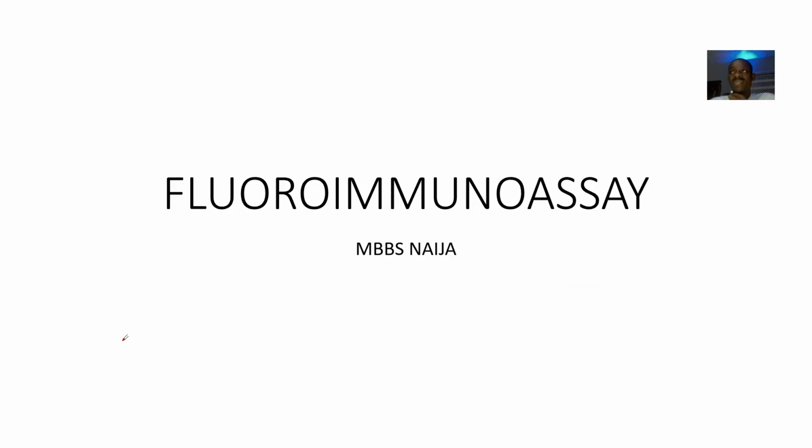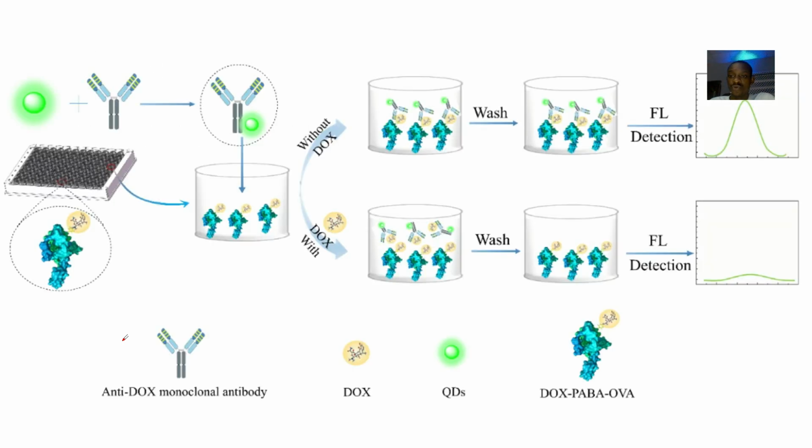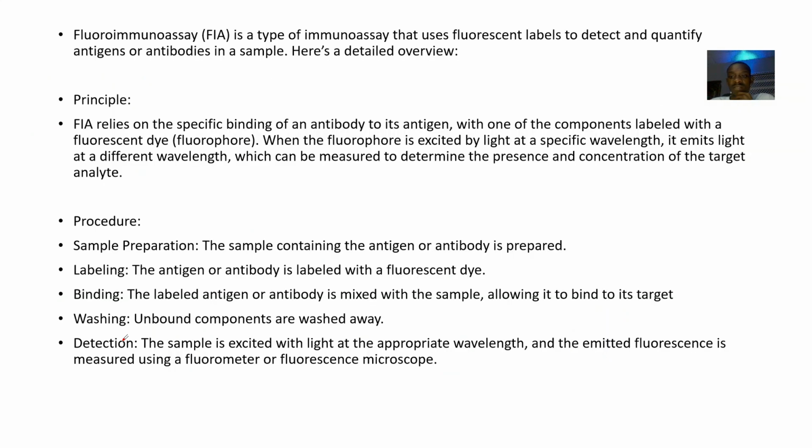So now for the next example of immunoassay which we'll be looking at is what is known as fluoroimmunoassay. Fluoroimmunoassay is where you are using what? When you label your components with what? Fluorescent dye. But let's not start the lecture from the middle.